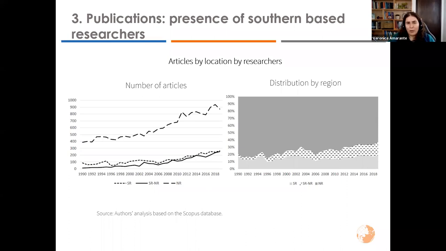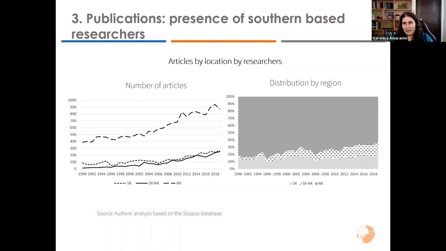What we were looking at before was the whole period. Here we have the evolution in time in terms of the number of articles, and the distribution of articles according to the location of the authors. What we see is the importance of articles written by Northern researchers, clearly increasing in time. But we also have an increase in collaborations, which is not so clear when you look at the absolute number of articles. If we look at the distribution by region on the right-hand side of the screen, you can see that the importance of articles written in collaboration by Southern and Northern researchers has been increasing in time, and this is an interesting finding.